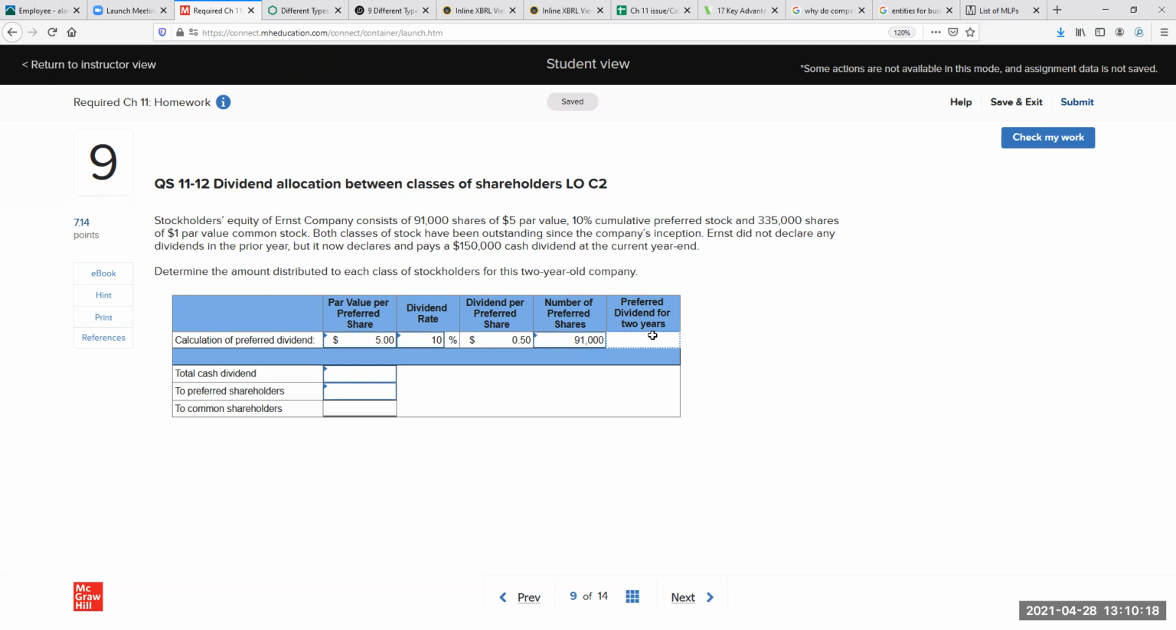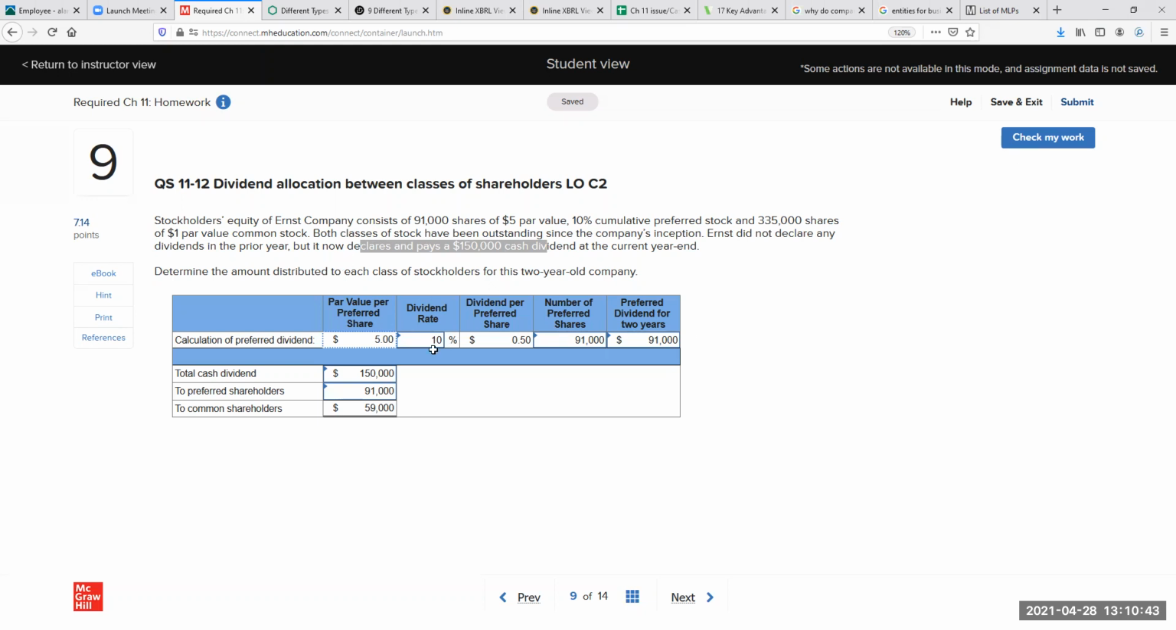Now, in this case, you didn't pay them last year, so you owe them for 2 years. One year is 50 cents, the next year is 50 cents, so you owe them $1 per share. Now, I make a motion, we declare a dividend of 150. So the dividend is 150. How much do you owe the preferred? 91, for 2 years. So the common gets the difference.